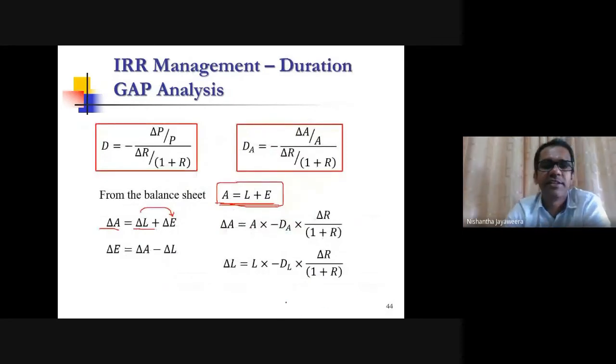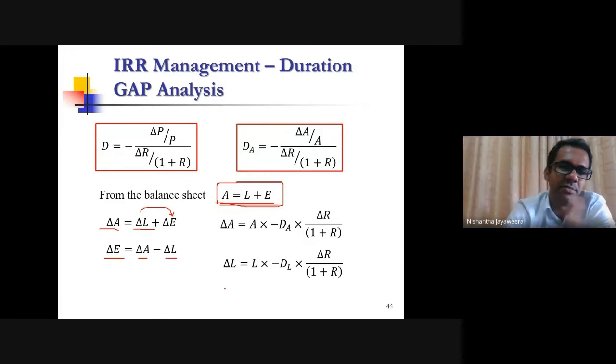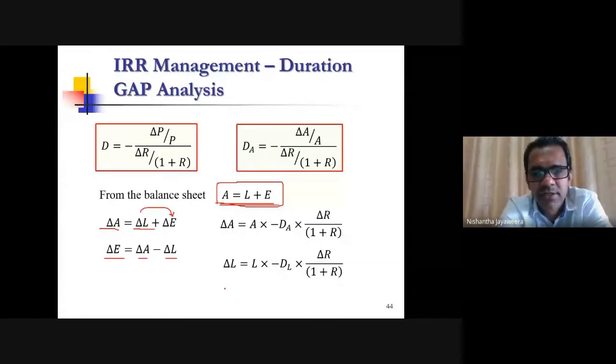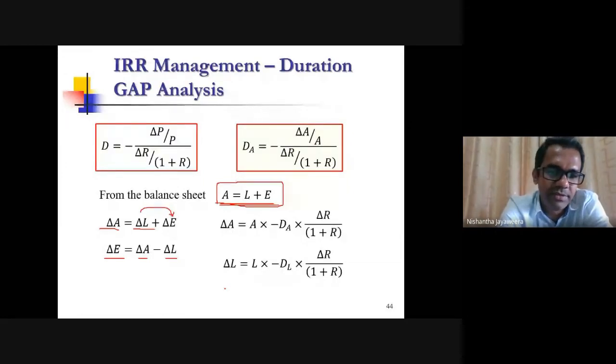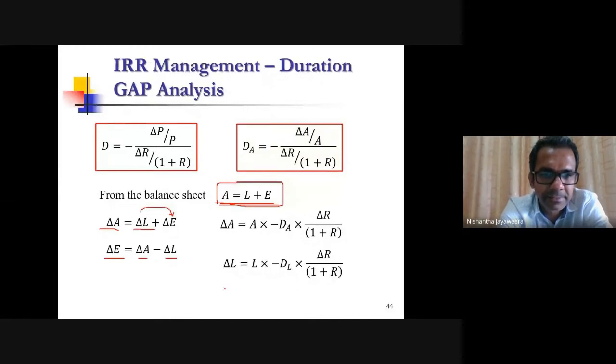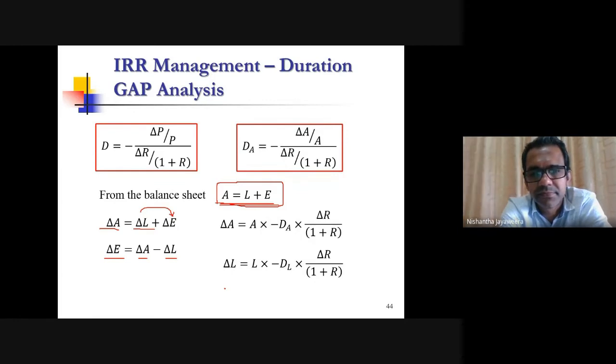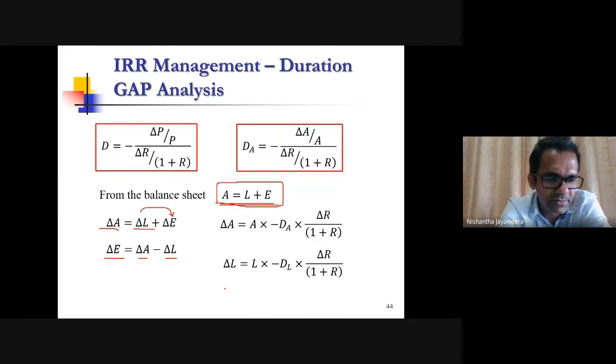So therefore, we can rewrite this equation as change in equity equals change in asset minus change in liabilities. Is it clear? Change in equity value is the net impact of change in asset value and the change in value of liabilities. Clear? Or any doubts? Any questions? Let me know whether it's clear.